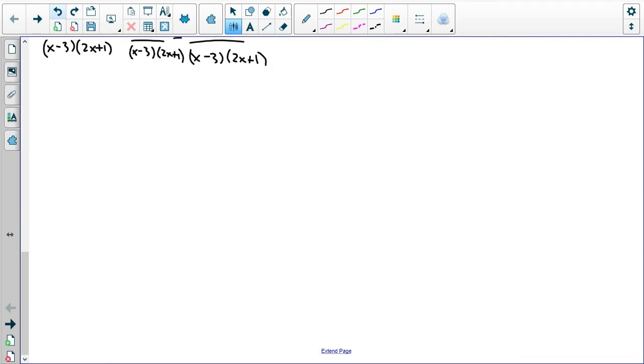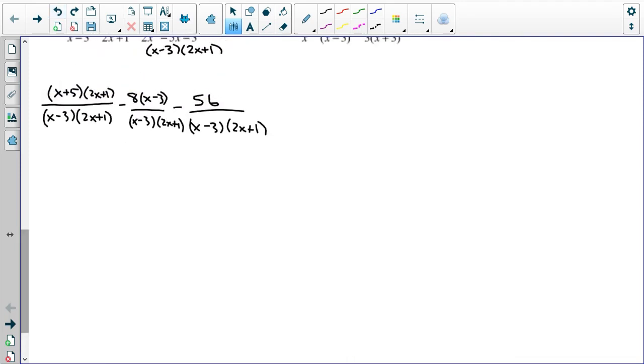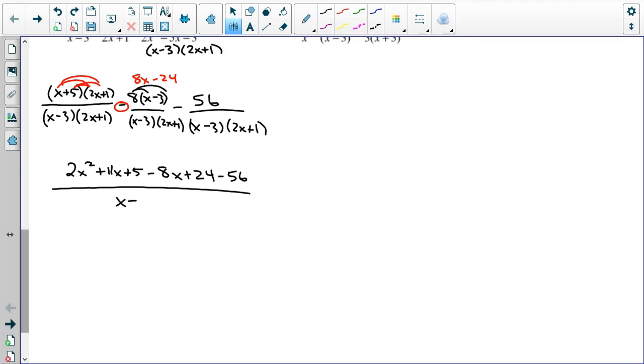So I now have a common denominator for everything. After I get the common denominator, I'm going to add the numerators. So I have 2x squared plus 11x plus 5. I got that from distributing up here. Then I have minus 8x plus 24. Notice that after I distribute, I have 8x minus 24, but then I have to distribute the negative sign. And then I have minus 56 all over x minus 3 times 2x plus 1.